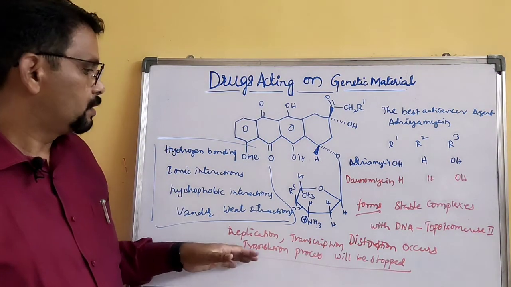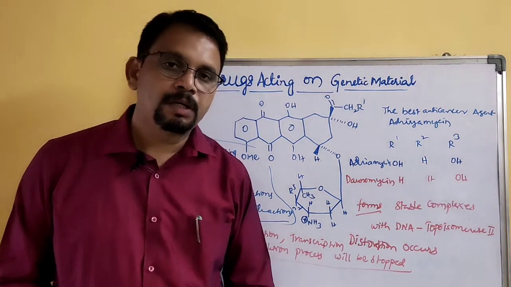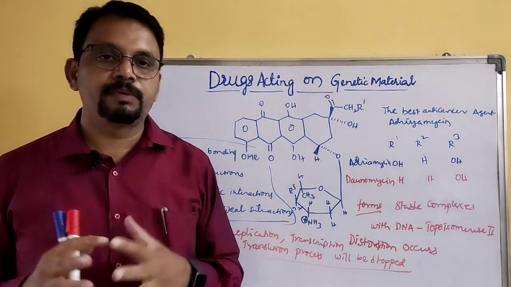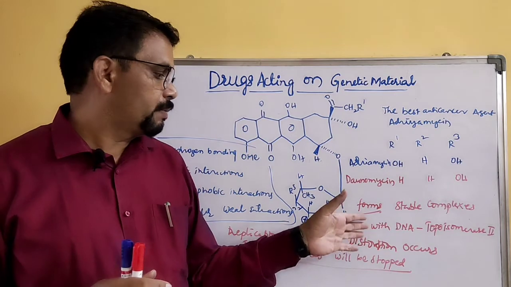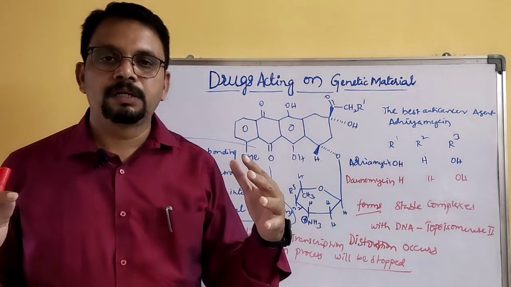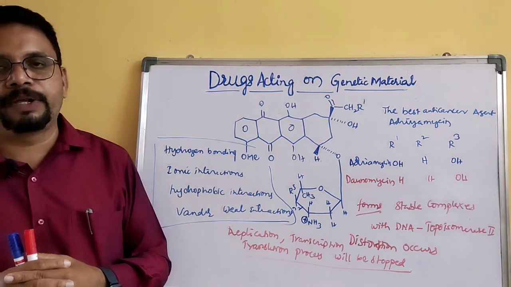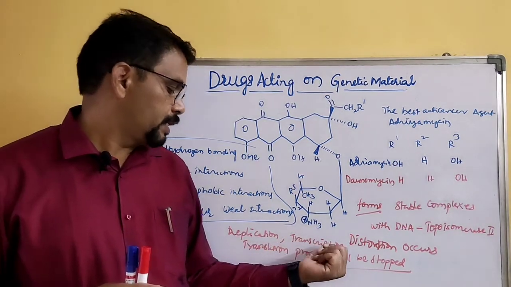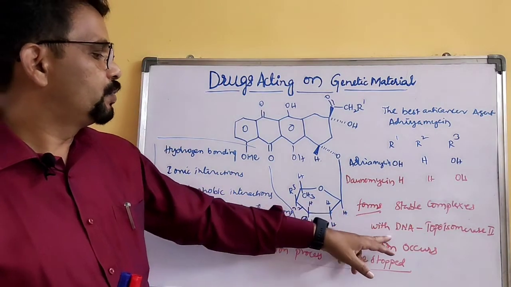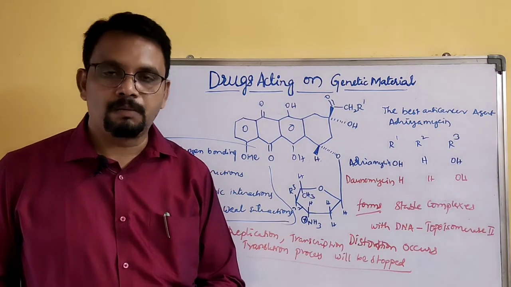Okay, dear students, I hope you understand the information which I provided in this class. Simply, you should remember these things. So this is the mechanism of action, how anti-cancer agents work to kill the DNA: to stop the DNA replication or transcription and translation processes, due to stabilizing the DNA topoisomerase 2 complex.